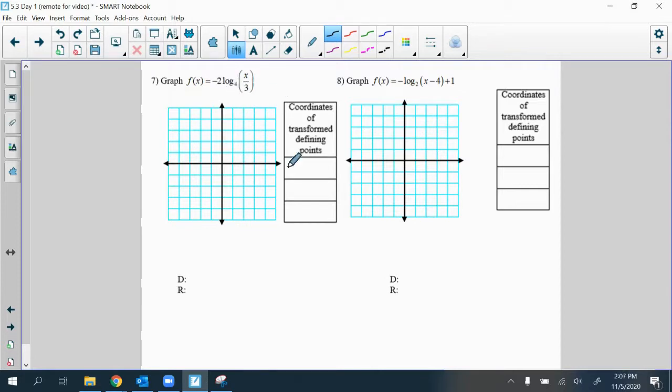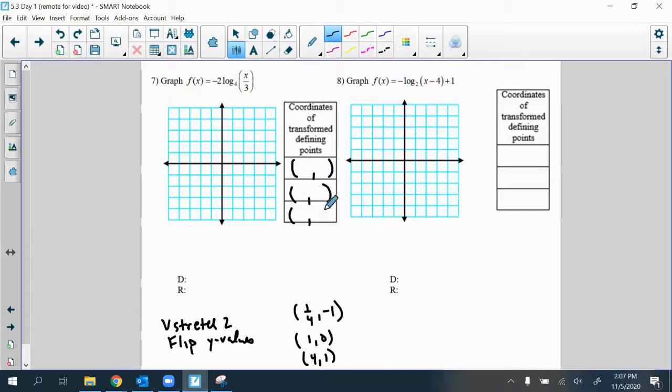Number 7, I have log base 4. So let's quickly write the points down. That would be (1/4, -1), (1, 0), and (4, 1). So what's happening to all of these? My vertical stuff, I have a vertical stretch of 2, so I multiply all my y values by 2, and I flip the signs of all my y values. So in that case, the first one would be -1 times -2, basically. So that becomes 2. 0 stays the same because 0 times -2 is still 0. And then 1 times -2 is -2.